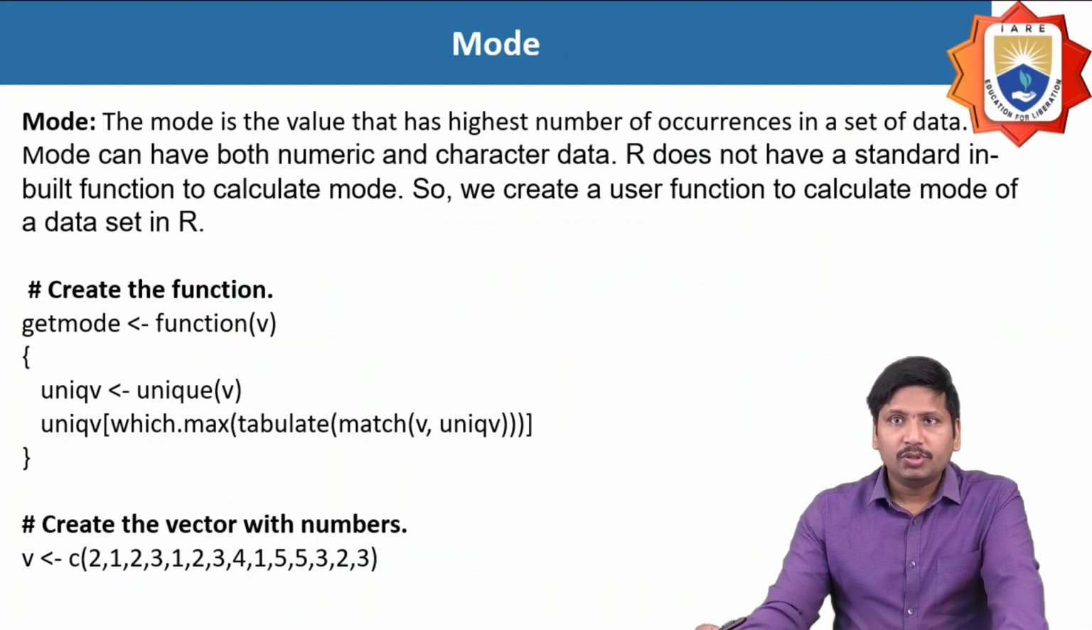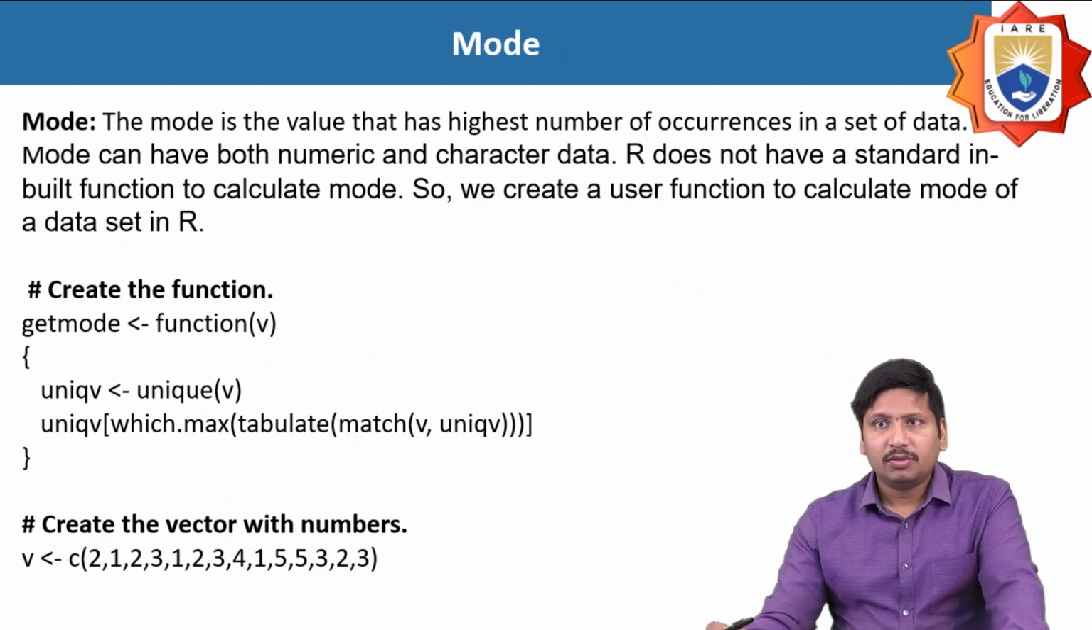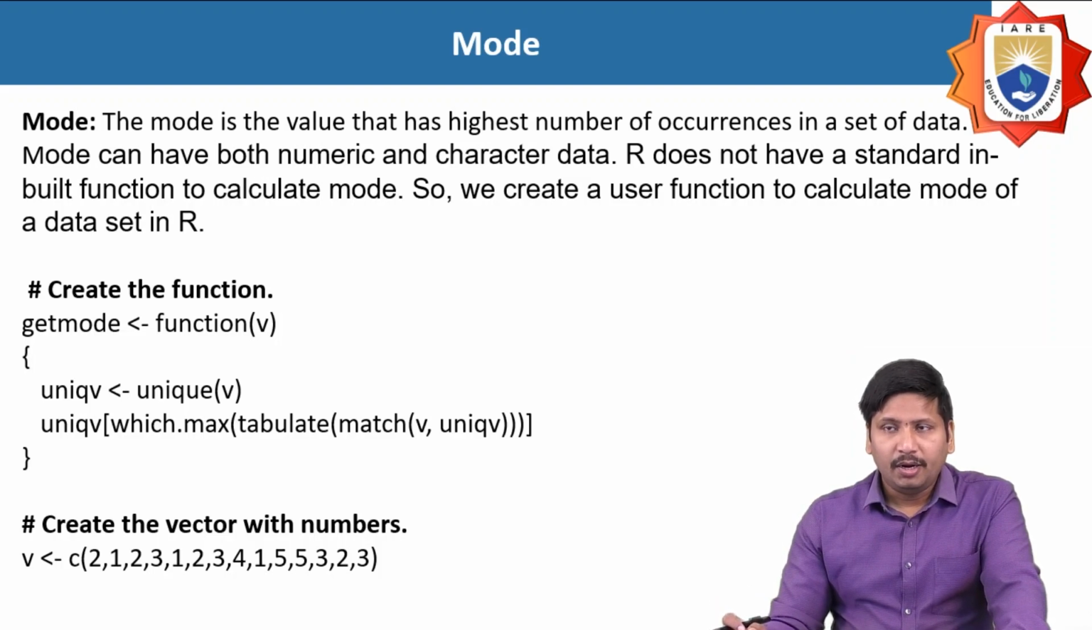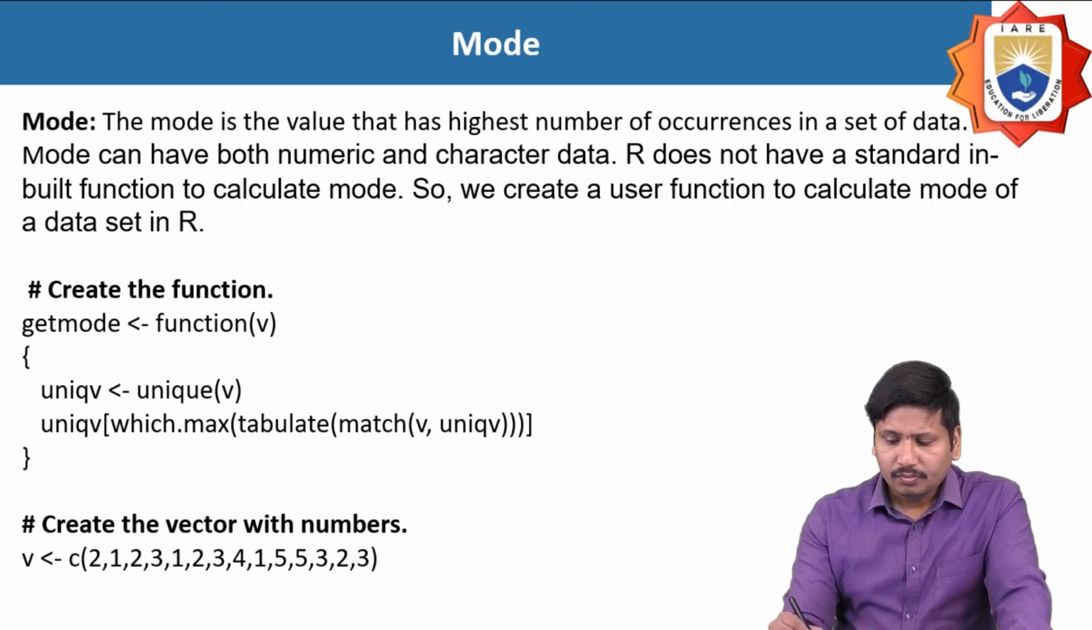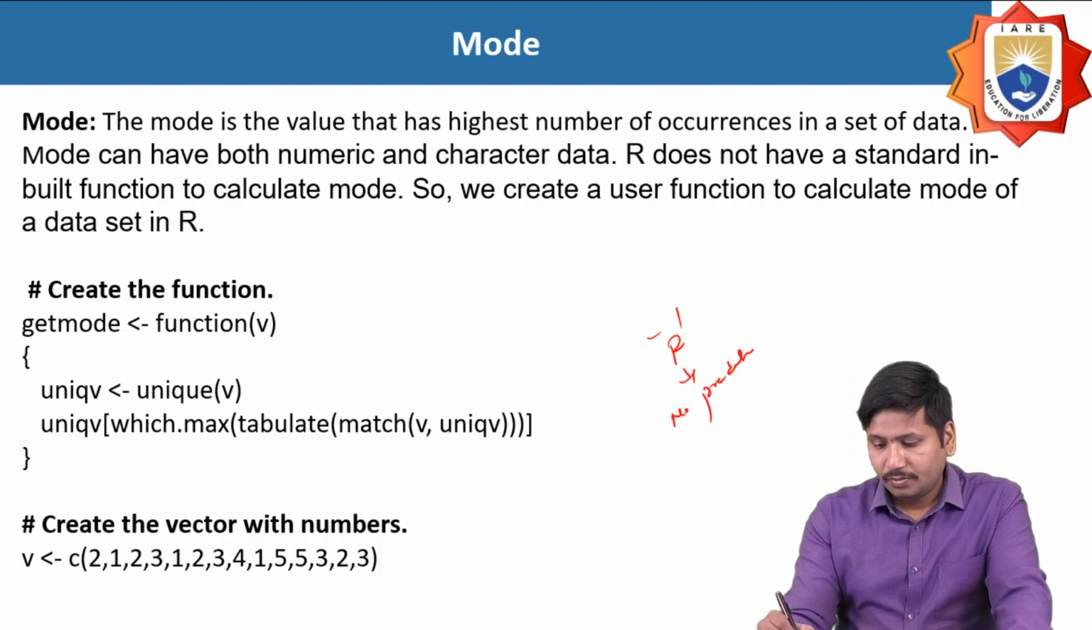And the last one is the mode. So how is the mode going to be calculated? Just now I said that the mode is the value with the highest number of occurrences in a set of data, and the mode can be numeric as well as character data. R does not have a standard built-in function to calculate the mode. So in R programming there is no predefined function available to calculate the mode.